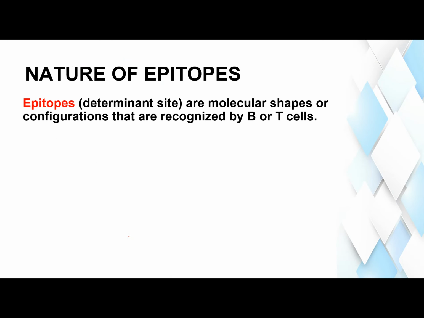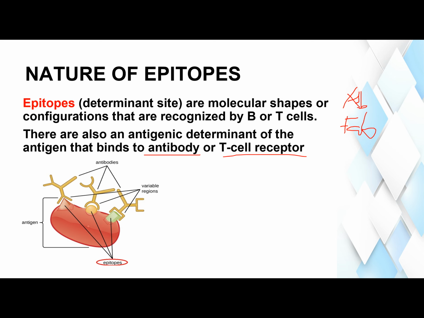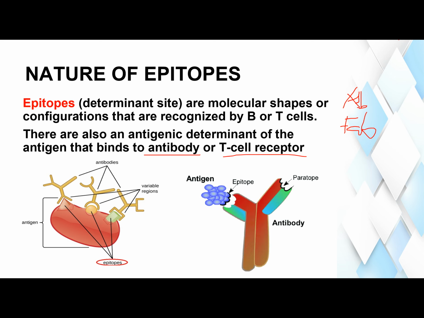Let's go to the nature of your epitopes. Epitopes are known as your determinant site. As mentioned in the previous module, these are the ones where the antibody's Fab site would attach. They are also the antigenic determinants of the antigens that bind to antibody or T cell receptor. So this is very explanatory. I've already explained this since module 1. This is your epitopes, also known as your determinant site. They are found in your antigen, this one.